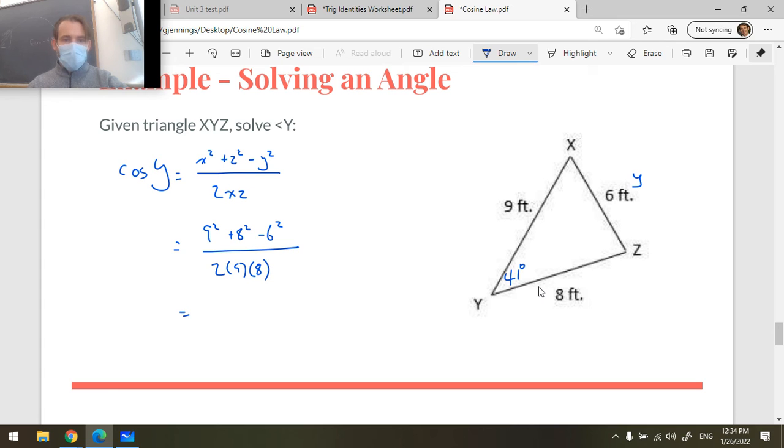And then evaluate that. That's 81 plus 64 is 145 minus 6 squared. Is that right? 145 minus 36 would be 109. Do you get 109 on the top? Or is my mental math wrong? 109? Okay, cool. 2 times 9 times 8 is 144, right? Yes, 144.